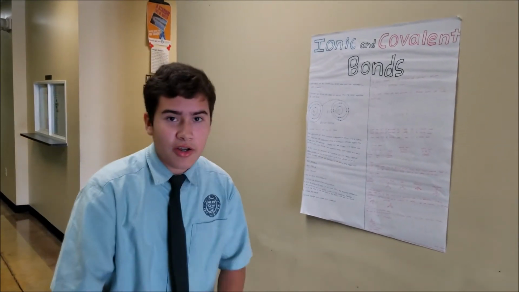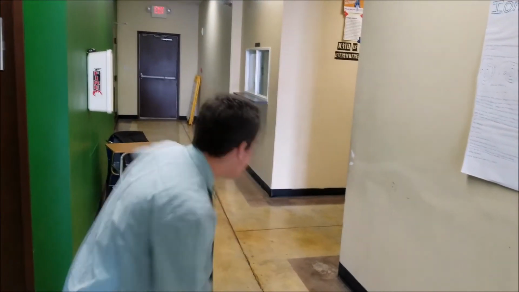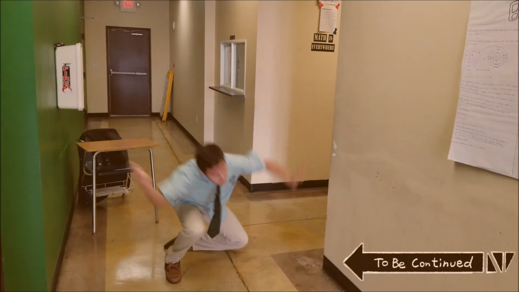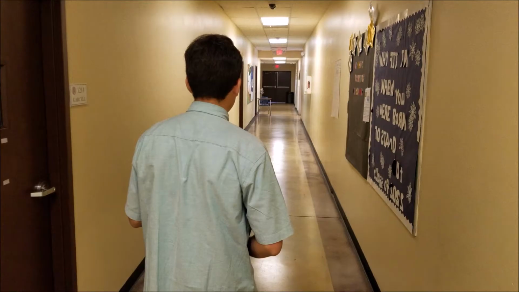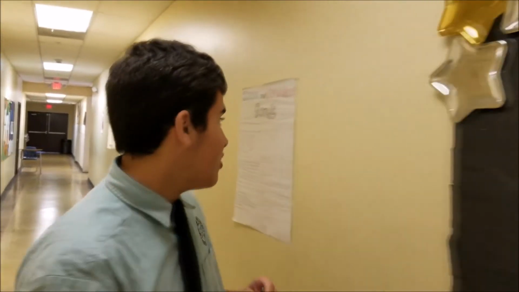Now let us embark to the covalent bonds in the deeper section of my laboratory. Covalent bonds are bonds that are formed when electrons are being shared across atoms. These atoms that are sharing these electrons are called molecules.